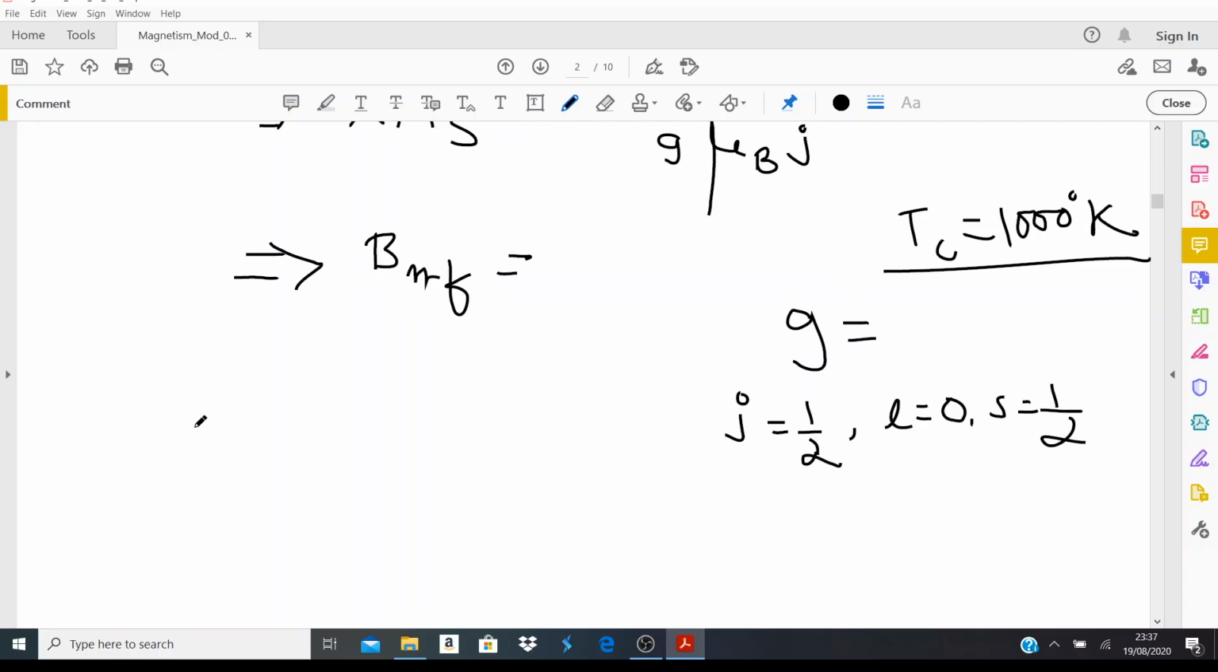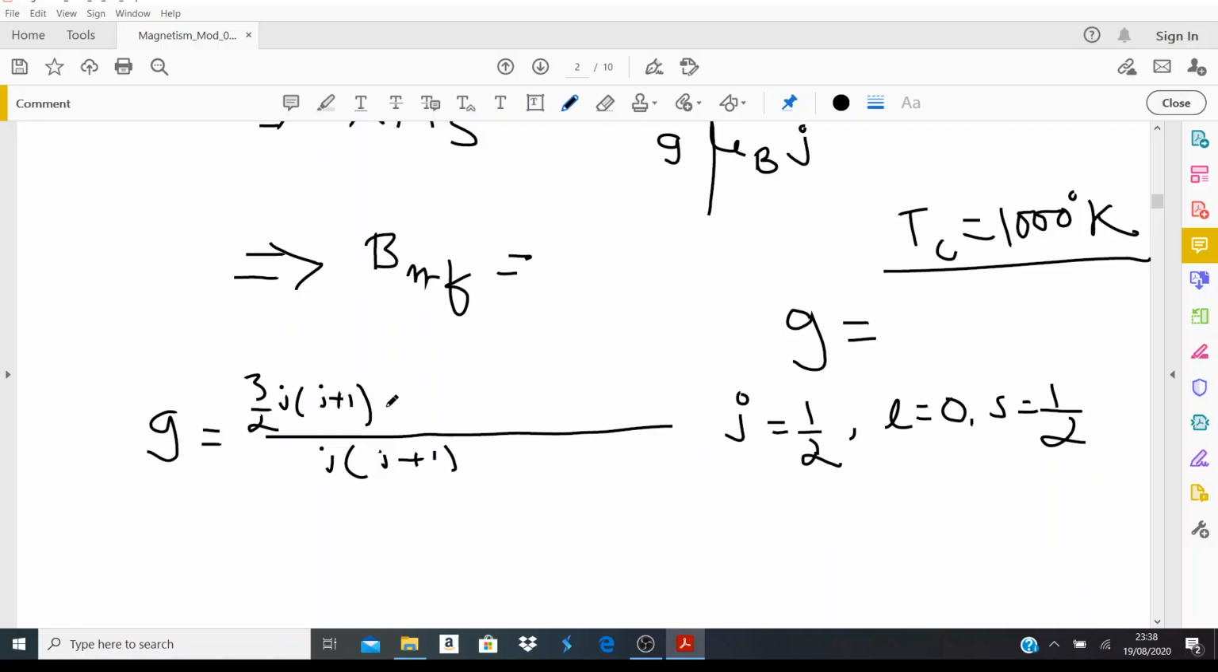And just let me write it here for completeness, that once you know these values J, L and S, then you can estimate the lambda G factor from this expression, S(S plus 1) minus L(L plus 1) over 2J(J plus 1) plus 1. So here L is 0, this part gets cancelled, you can put the value of S here, that's half, 3 by 2. You know what is the value of J, find out the value of G.